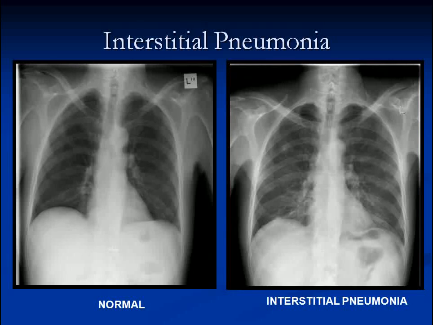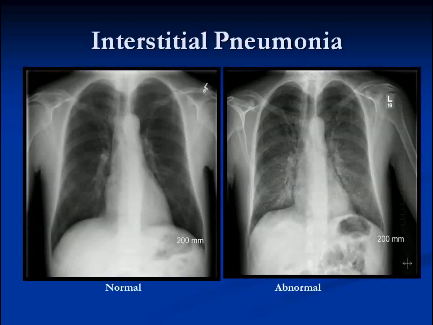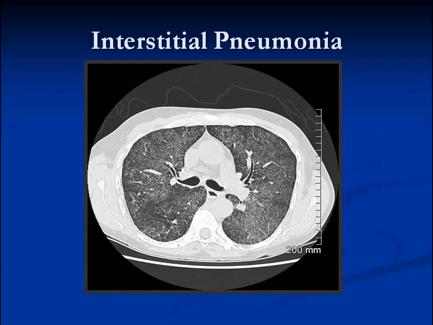Here we see some very mild interstitial changes. Later on, this is what it looks like. Okay, so again you have the bilateral, symmetrical, ground glass. You spare the periphery here, no silhouette sign. This is an interstitial pneumonia. And on the CT scan, it just looks like this. It looks like ground glass everywhere.